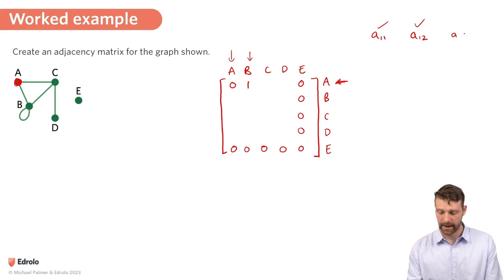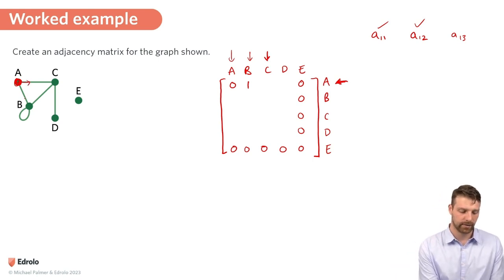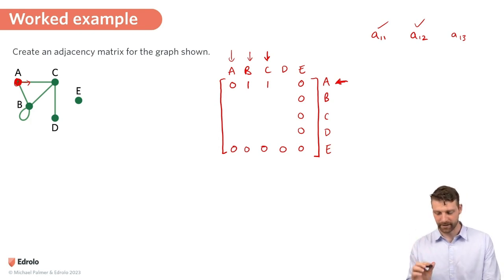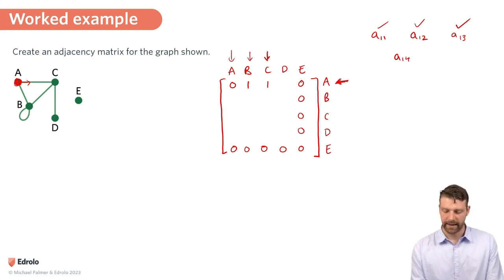I've got to do A13, row 1, column 3. So I've got row 1, is A connected to row 3, which has C in it? So is A connected to C? And I can see it is just here. So I'm going to put a 1 there. Last one I'm going to do in this fashion, I've got to do A14, so row 1, column 4. So is A connected to D? I can see there's no edge connecting A and D, so I'll put a 0.